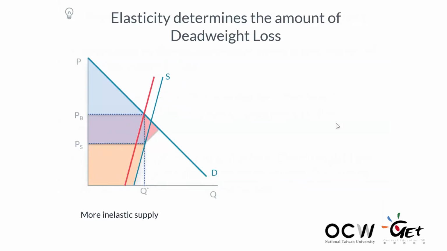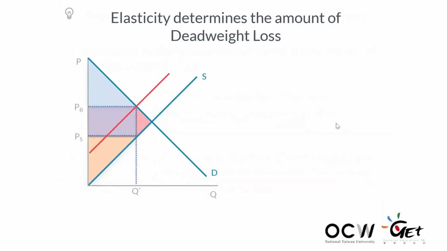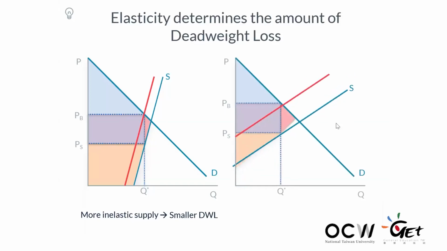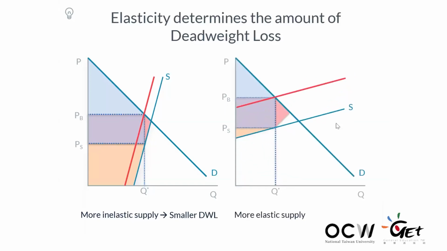So suppose you have an inelastic supply. Compared to the original case, you have a very steep supply curve. What's going to happen? First, you get a smaller deadweight loss. Compared to the original deadweight loss, it's smaller, because the new equilibrium quantity is still smaller than the original equilibrium quantity, but the difference is not that big. So in that sense, it's good. However, compared to that, if you have an elastic supply, now you have a bigger deadweight loss.